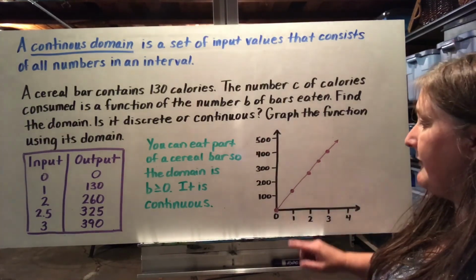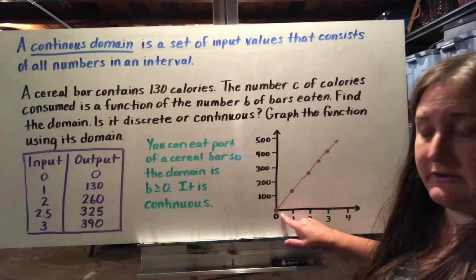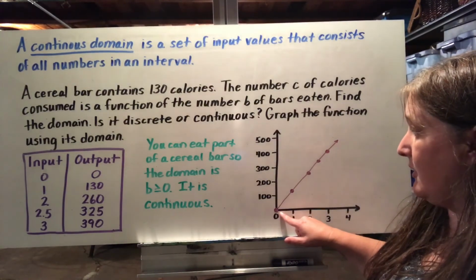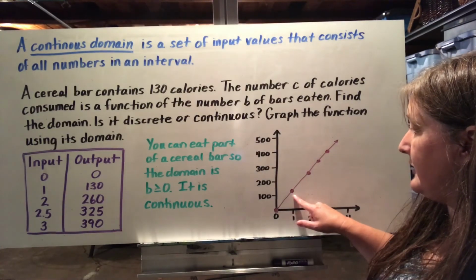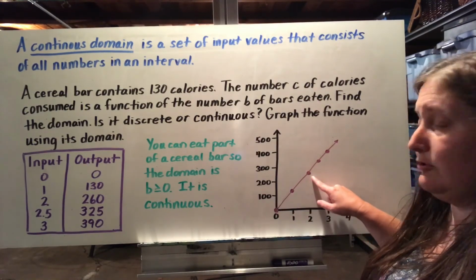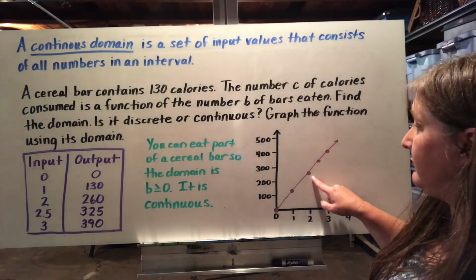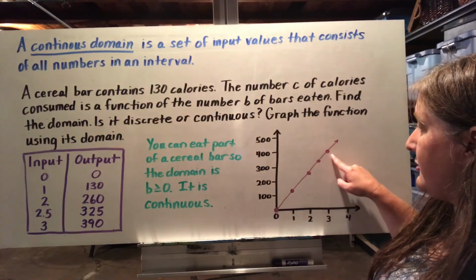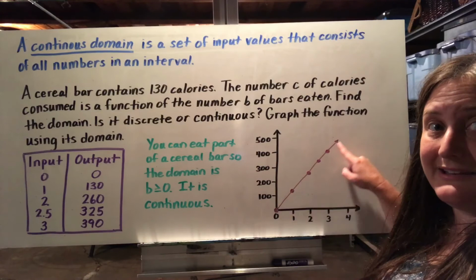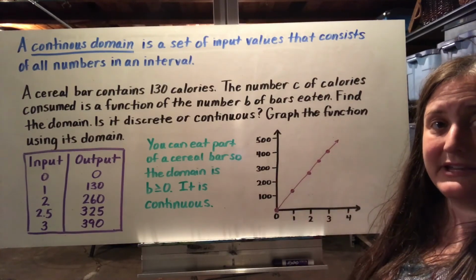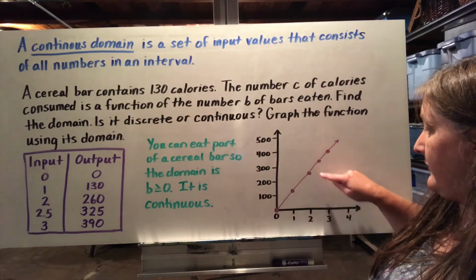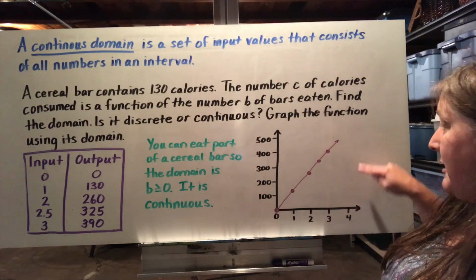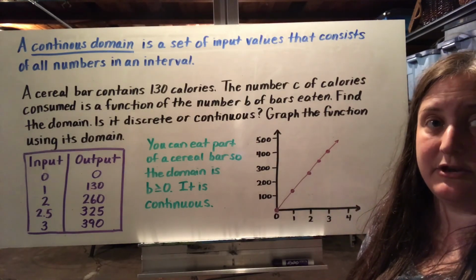When I go to graph these, if I have 0 bars, that's 0 calories, or the point (0, 0). 1 bar is 130 calories, or (1, 130). 2 bars is 260 calories, or (2, 260). And here are my other points, but I can draw a line connecting them because this is a continuous scale. I could eat 2 1/4 bars. I could eat 4.5 bars. So it is a continuous domain.